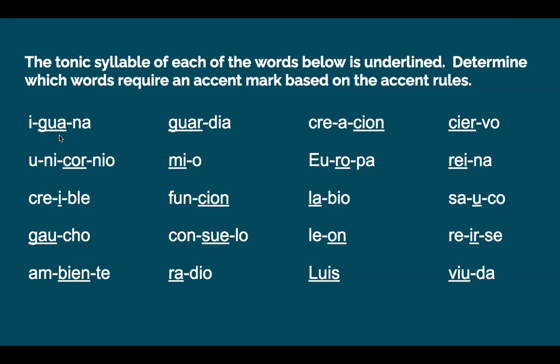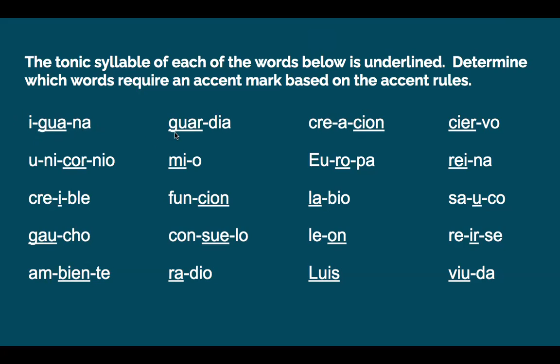So then we apply the rule you already know and identify the category of this word. Because it's the second to the last syllable that I have underlined as the tonic syllable, we have a palabra llana. And the llanas that end in a vowel do not receive an accent mark. So the word iguana does not have an accent.